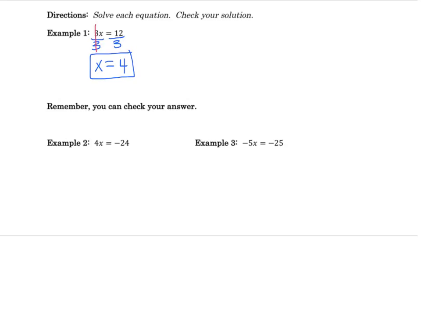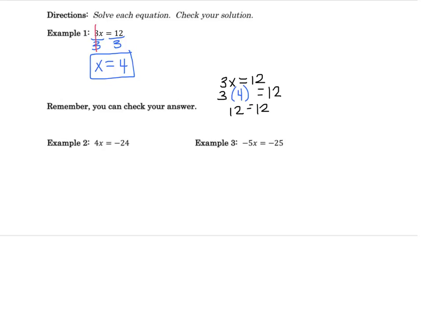And you can always check your answer. So we have 3x equals 12. We're going to substitute. We just found out x equals 4. Let's see if that works. We're going to plug it in. So we're going to say 3 times 4 equals 12. And does 3 times 4 equal 12? Yes, it does. 12 equals 12. So we just solved correctly. X equals 4. Let's look at our next example.